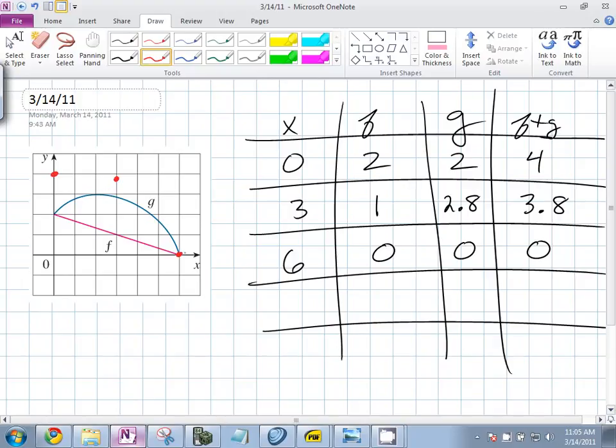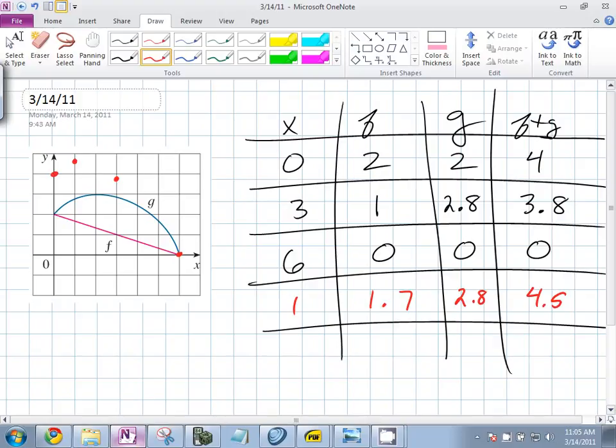It might be good to plot a couple more points. Let's plot the point 1 and see what that is. If you plug in 1, what's f? About 1.7, sure. And what's g at that point? 2.8. Add them together, what do you get? 4.5. I like adding that in because you get 4.5, so right about here.